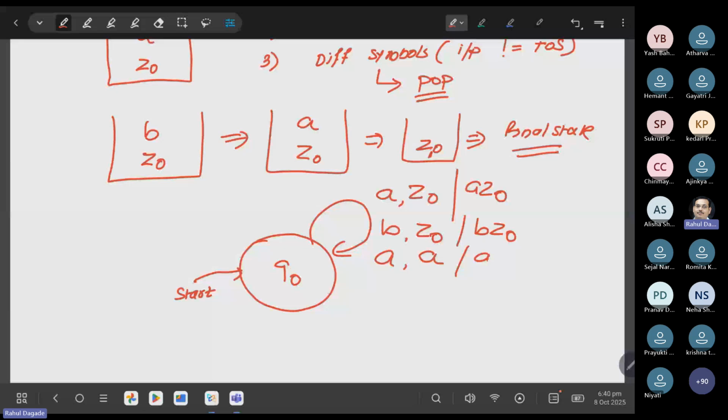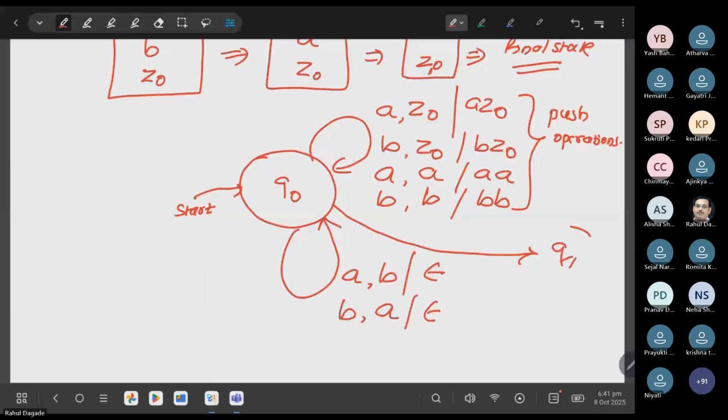Okay, and now pop will be done when I see different symbols. That is when A is the input and B is on stack, then pop it. Or when B is the input, A is on stack, then pop it. And when to stop it? Stop it when you have now null as an input and Z0 on stack, then keep the stack as it is. So this is a PDA which will recognize equal number of A's and B's.